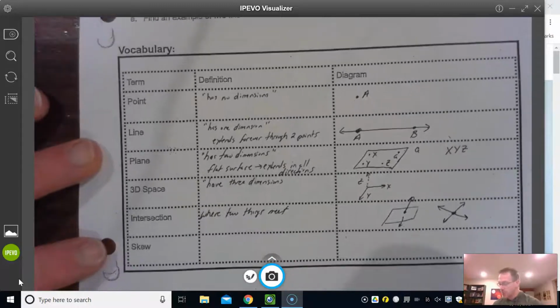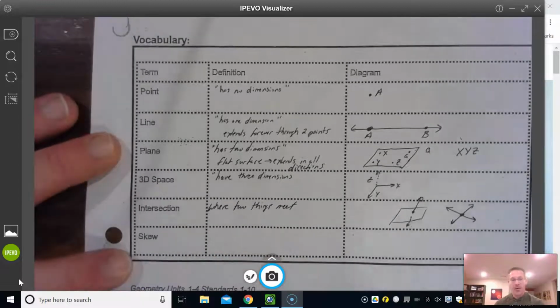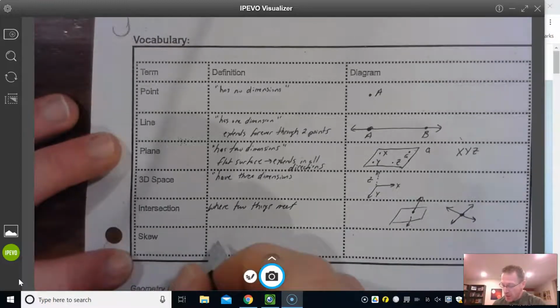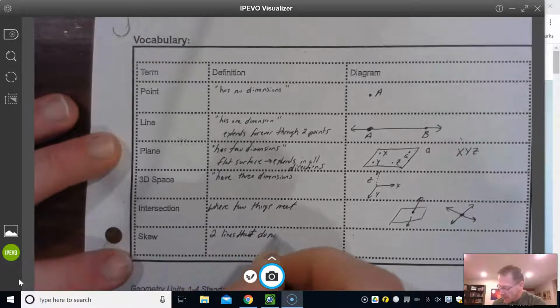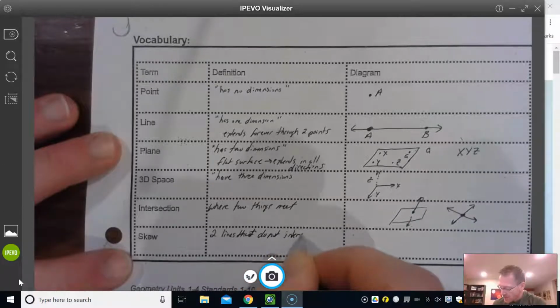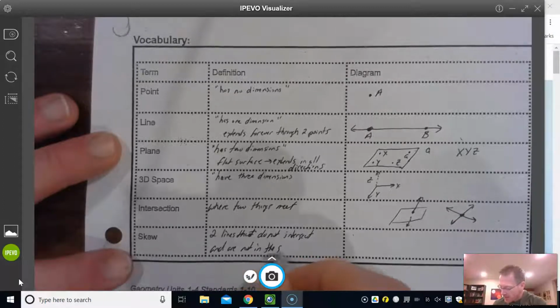Now skew lines. So now we have parallel, we have skew. Skew lines are 2 lines that do not intersect and are not in the same plane.